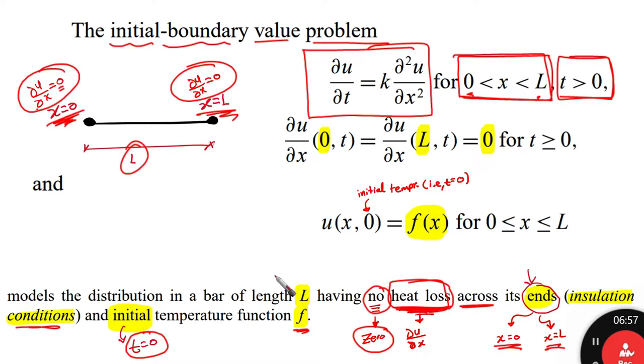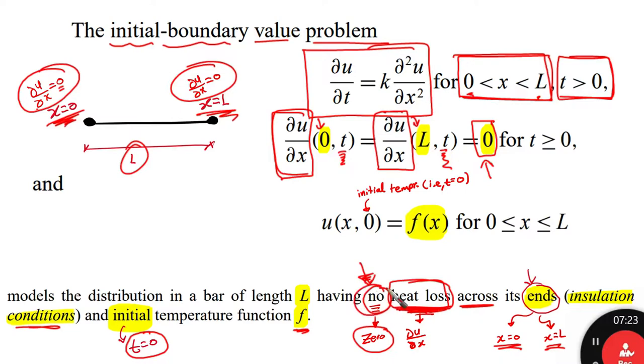So we are going to talk about partial u partial x at the beginning, at x equal to 0, and partial u partial x at the end, which is the right end, at x equal to L, at any time t. Both of them are going to be 0, right? Because we said no heat loss across it. So no means 0, for t larger than or equal to 0. This is including t equal to 0, of course.